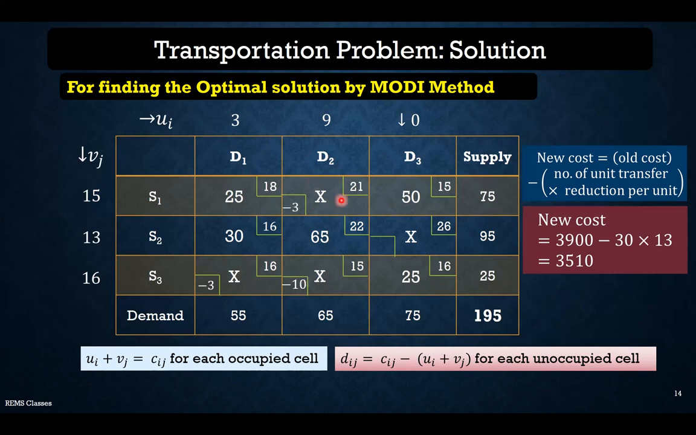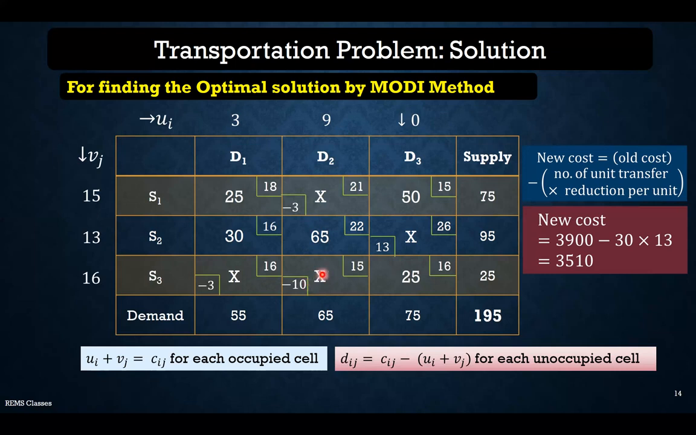For this, it will be minus 3. And for this it is 26, and this is 13, and this is 0. So 26 minus 13 plus 0 will be 13. So in this case, again, we have negative Dij values, and the maximum negative Dij is minus 10. The maximum negative is minus 10. So this is for this cell. For this cell, the maximum negative is minus 10.